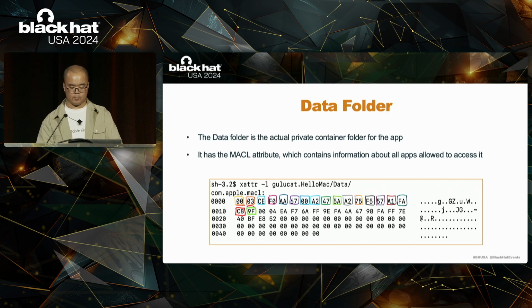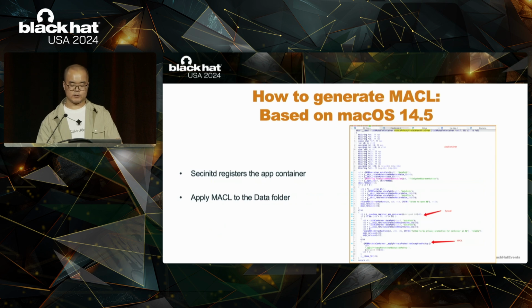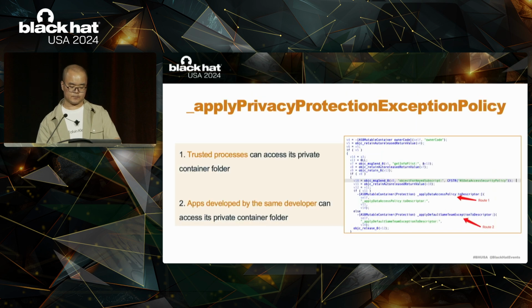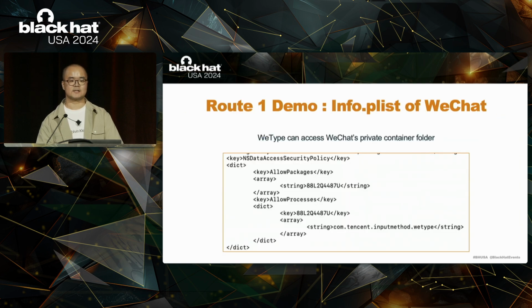So how does our operating system generate the macAL attribute? I will take a dive into macAL based on macOS 14.5. The seatbelt init daemon registers the app container and applies macAL to the data folder. There are 2 different rules to generate the macAL attributes. 1, a trusted process can access its private container folder. 2, apps developed by the same developer can access its private container folder. Here is a demo for route 1. As we can see here, we can access WeChat's private container folder.